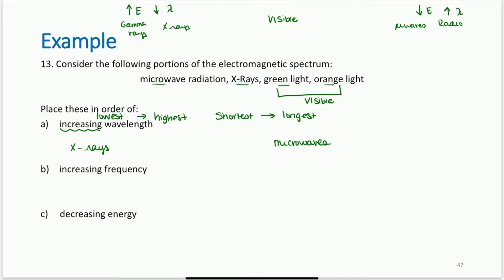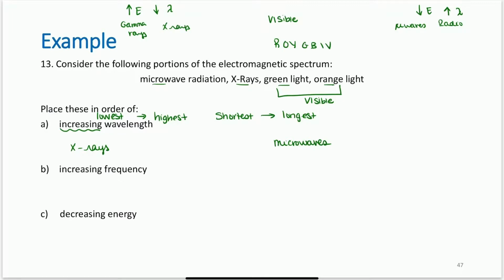But what about in the visible spectrum? We've learned this mnemonic, ROY G. BIV. Red, orange, yellow, green, blue, indigo, violet. I forgot the yellow part of that. I'm sorry. At least in the US, this is the way we've memorized it.